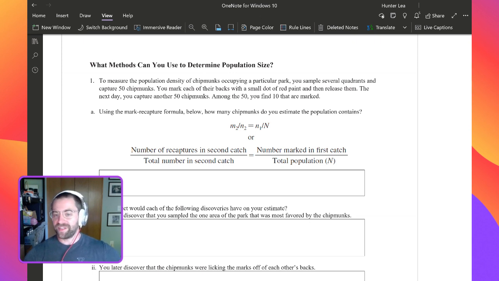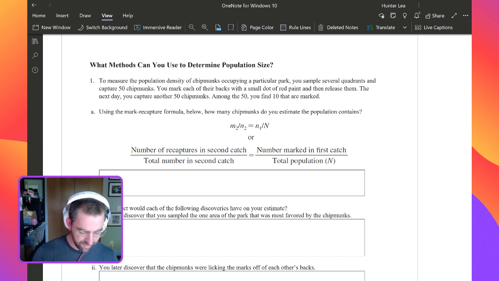To measure the population density of chipmunks occupying a particular park, you sample several quadrants and capture 50 chipmunks. You mark each of their backs with a small dot of red paint and then release them. The next day you capture another 50 chipmunks, and among the 50, you find that 10 are marked. Using a mark recapture formula, how many chipmunks do you estimate the population contains?